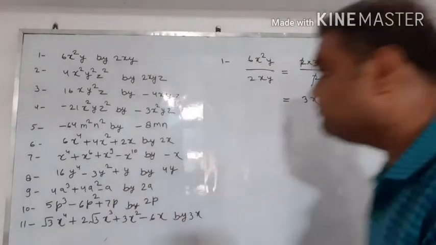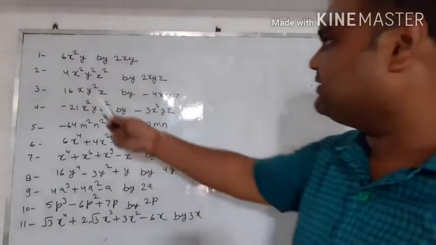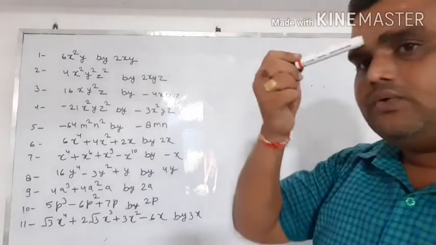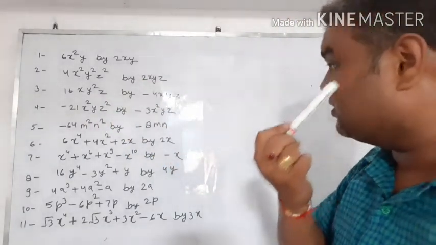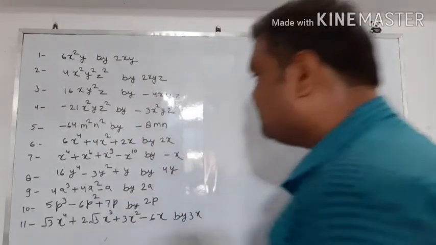Similarly, we can solve question number two also. Question number two is 4x square y square z square, and we have to divide it by 2xyz. Similarly, we can solve. Now let's see question number 3.